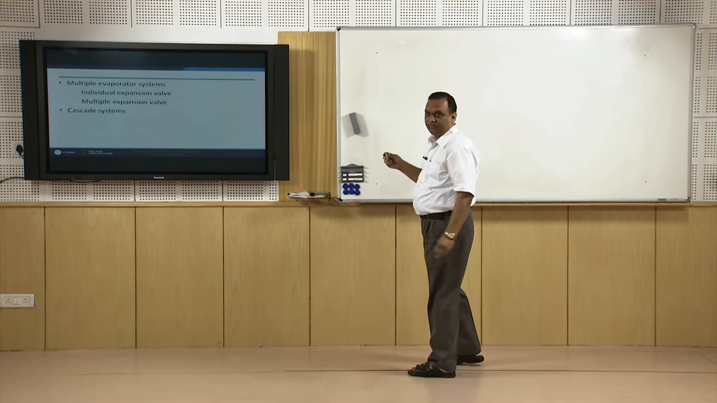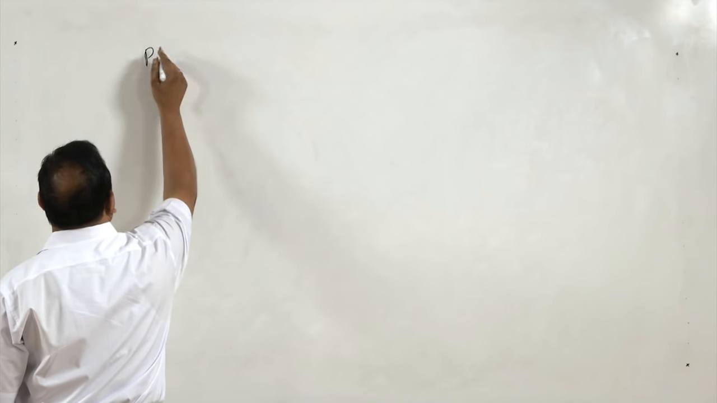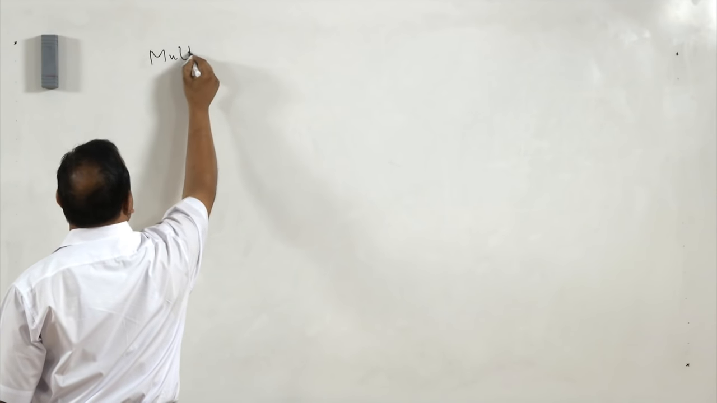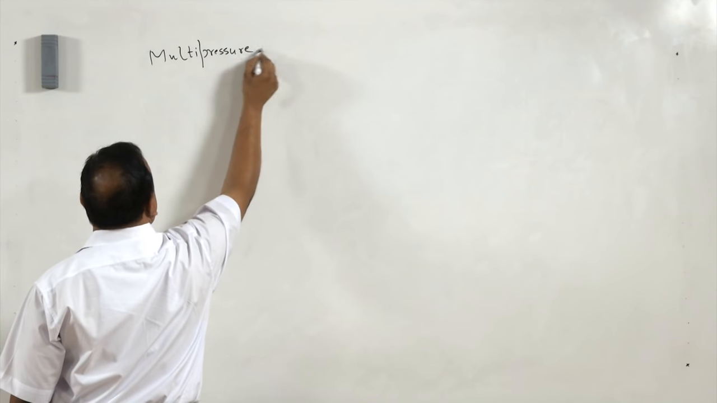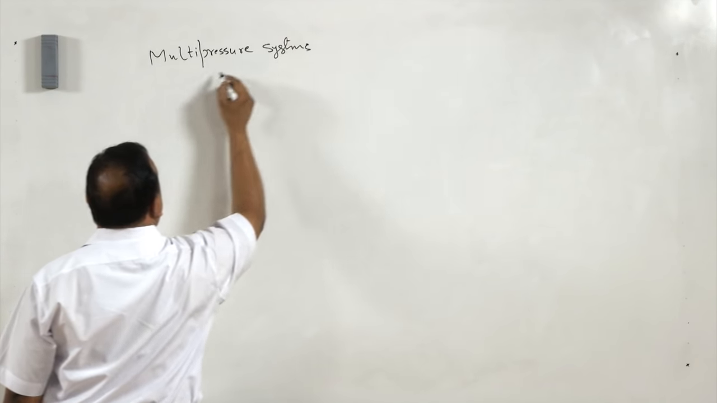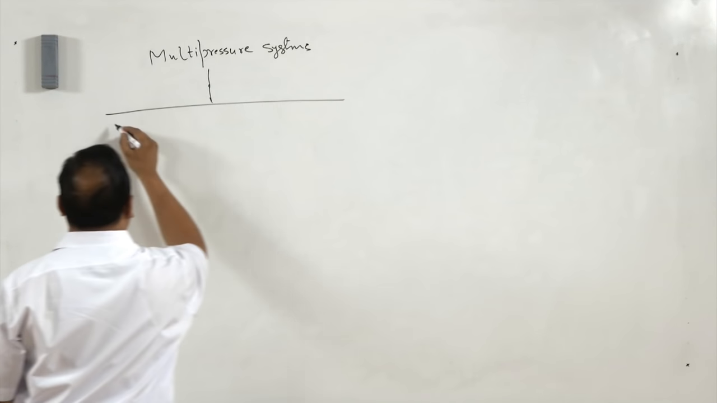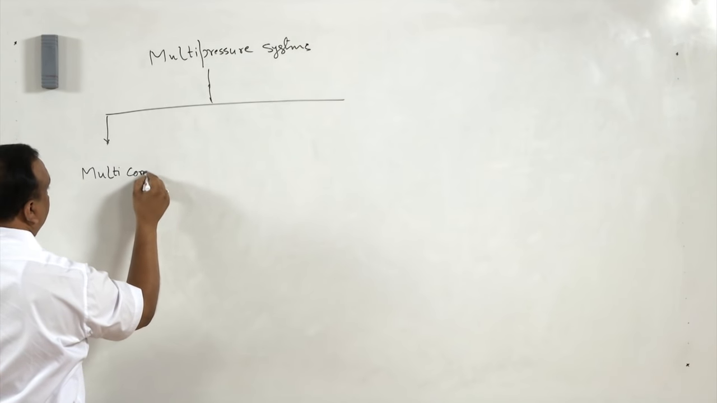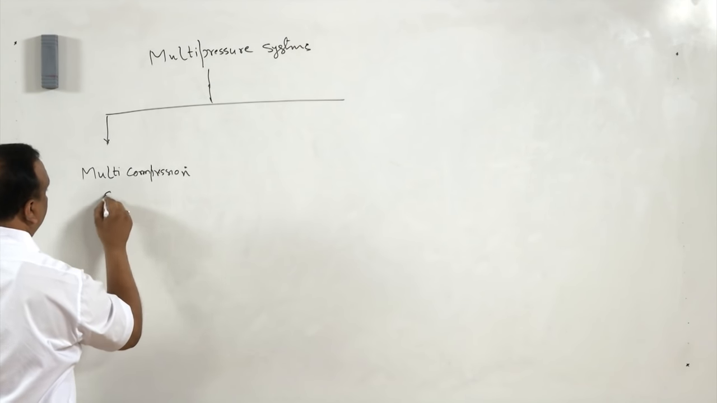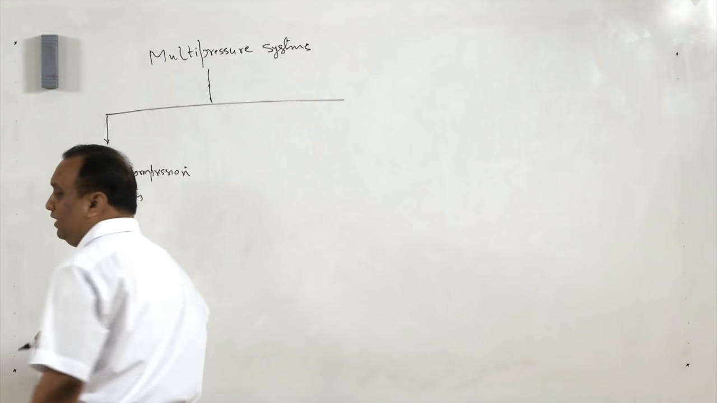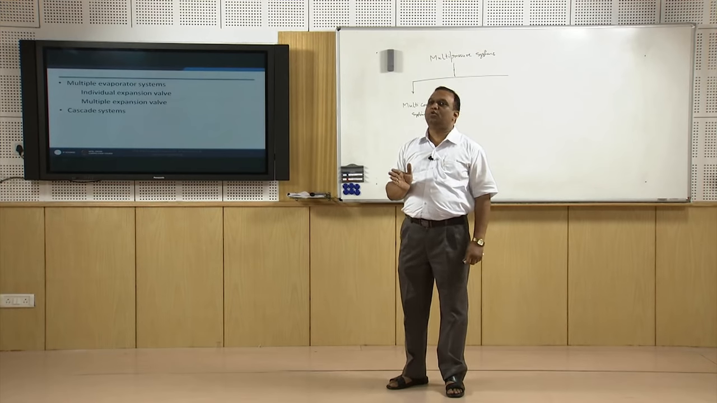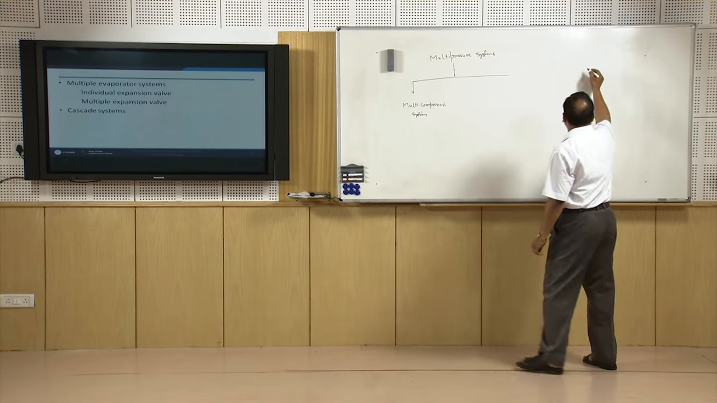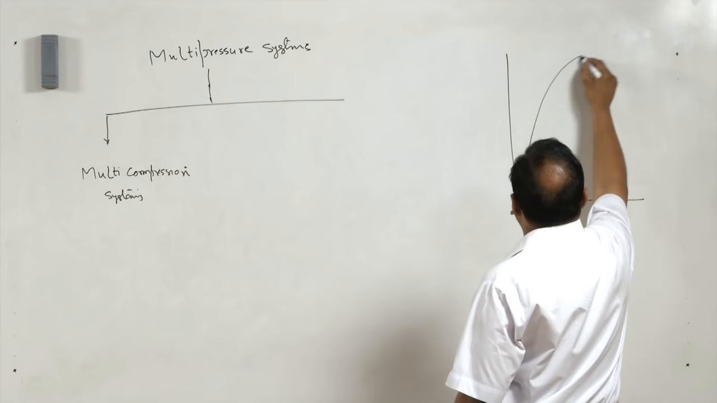In multi pressure systems, for the last two lectures we have been dealing with multi pressure systems, and we have already covered multi-compression systems. In a multi-compression system, the compression takes place in more than one stage, right? And instead of having a two pressure system, because a two pressure system means a simple vapor compression system. This is a two pressure system.